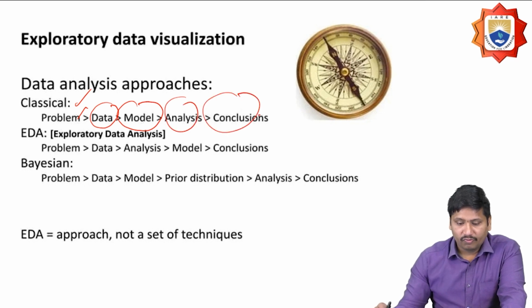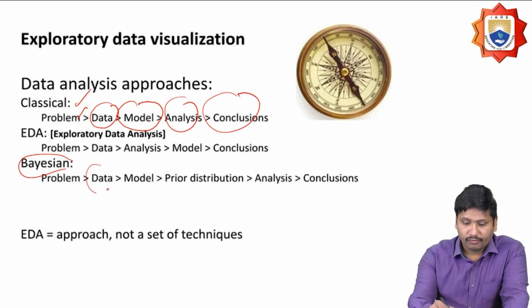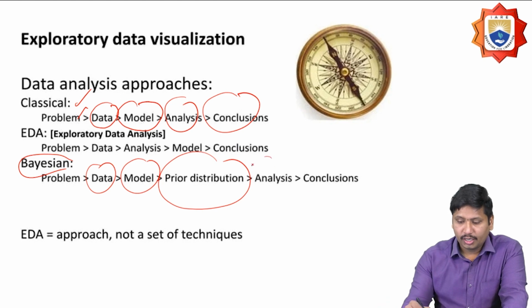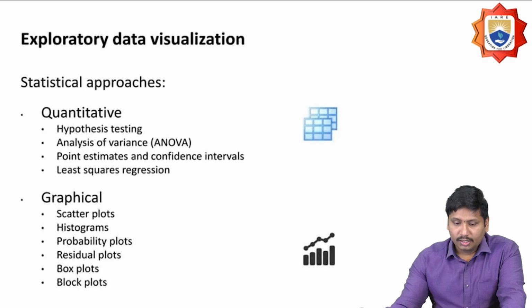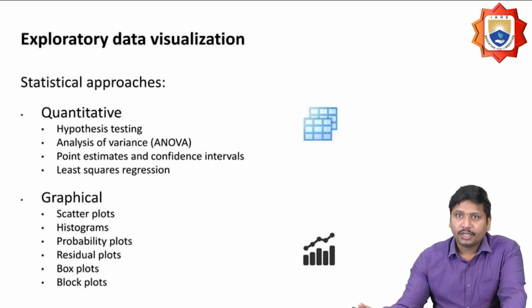The same thing we perform in exploratory data analysis, but the only difference is in the Bayesian approach. In Bayesian, we identify the data, model, then prior distribution analysis, and then conclusion. EDA means a set of techniques here, and statistical approaches, that means quantitative and graphical. Quantitative means hypothesis testing, analysis of variance, point estimates, confidence intervals, and least square regression. These are some of the approaches in quantitative approaches.